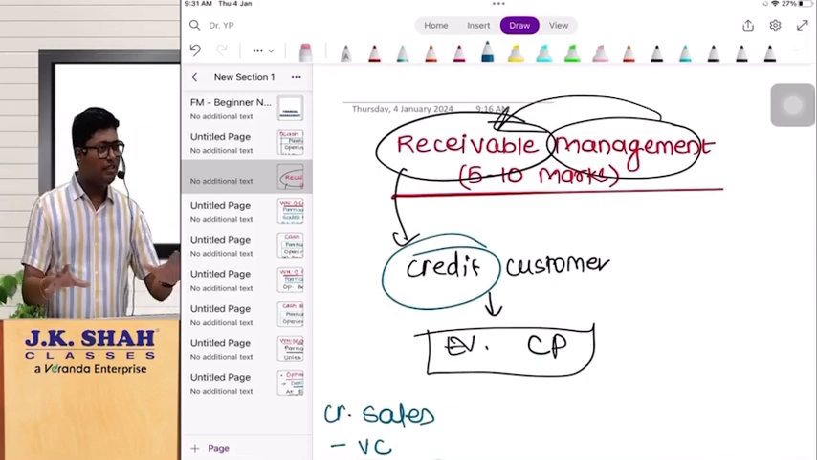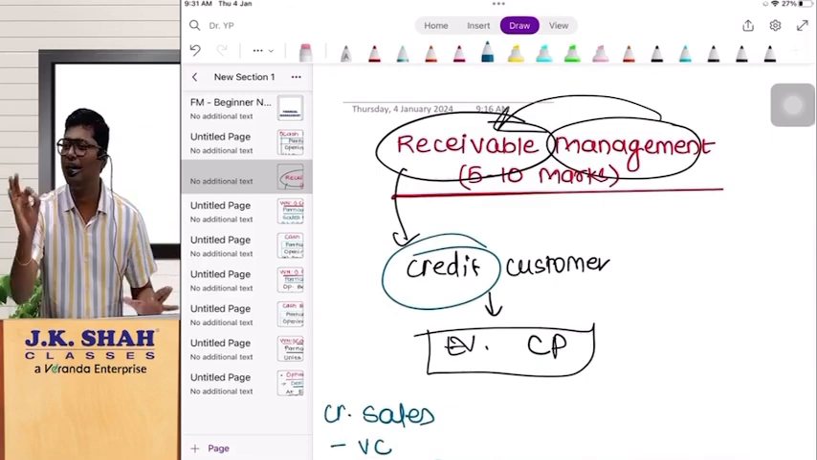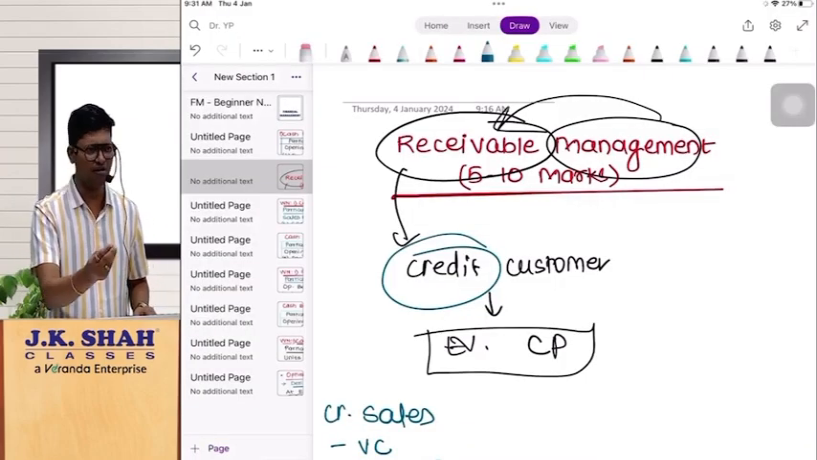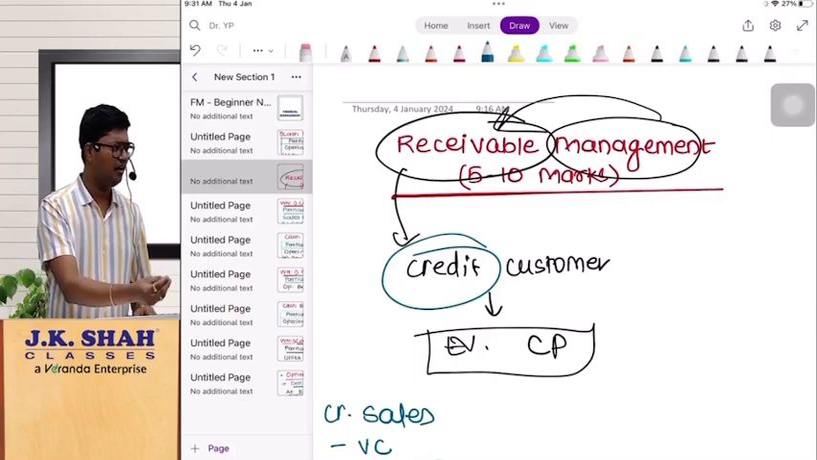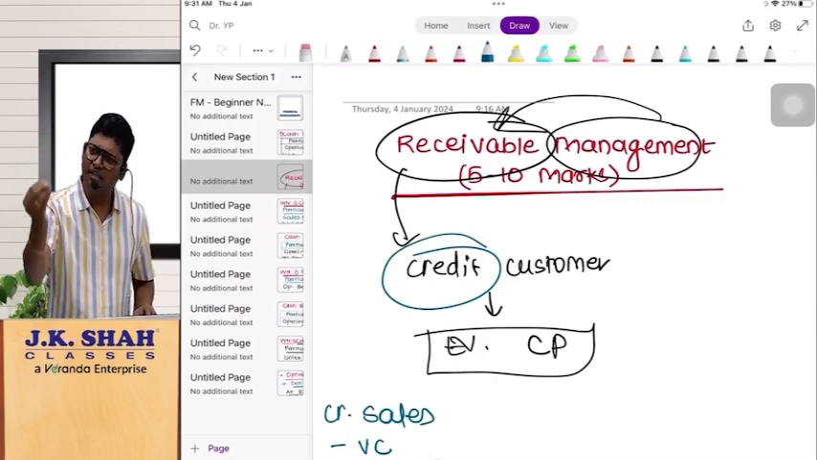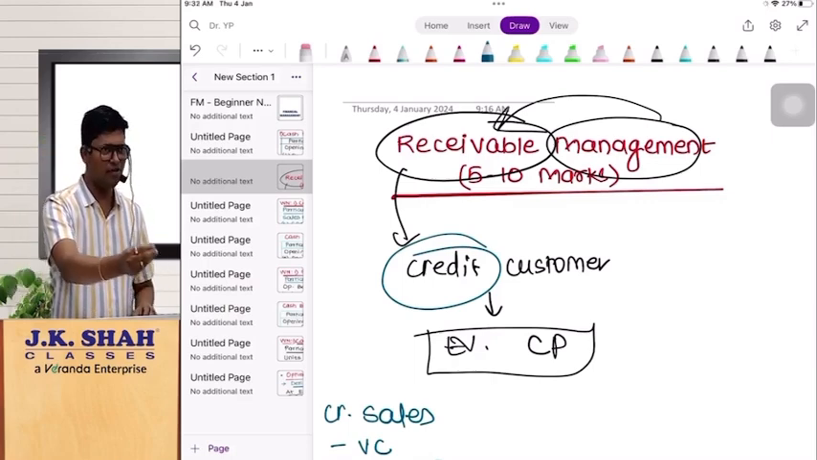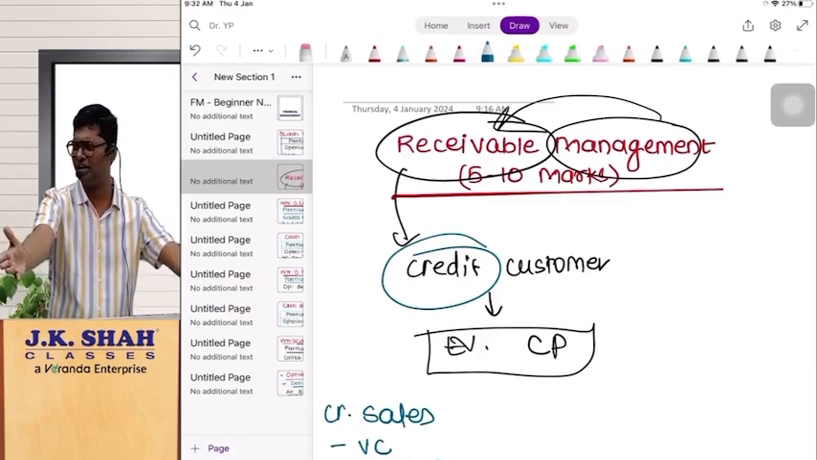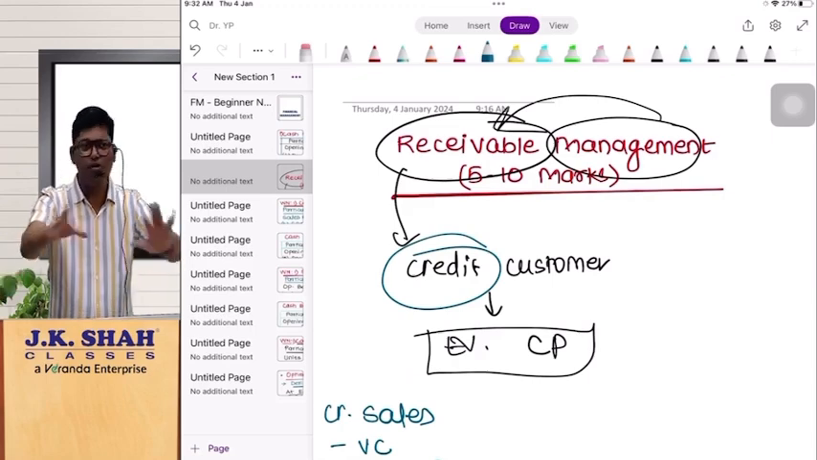The ultimate objective of receivable management is to evaluate the credit policy. The policy which gives you the highest benefit is to be considered. Guys, a very simple and common rule, which is very practical: if a policy is giving you the highest benefit, you go for it. So in your question, they are going to give you multiple policies.